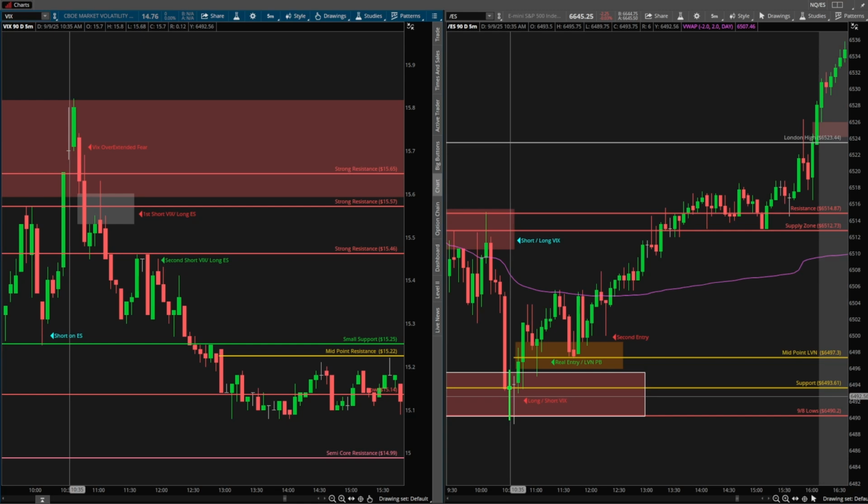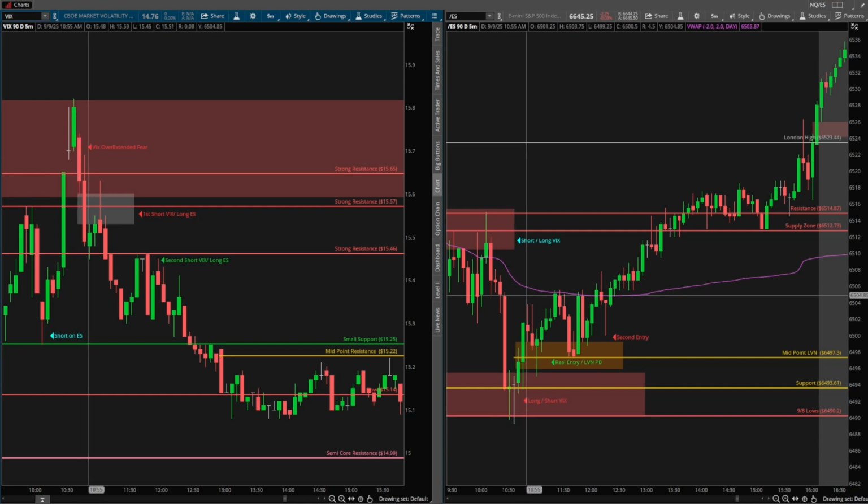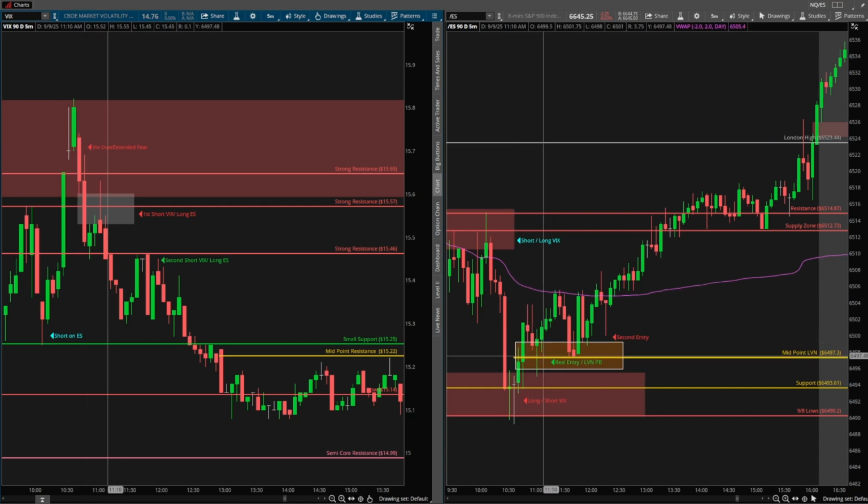Sometimes you can't get an automatic entry. You use this as context. So where's the context? We're going up on ES, we're going down on the VIX, and we had my key area on both charts. Now I'm just looking for confirmations for entry. We pull back to the area of low volume, and if we're going up and we have an area of low volume, it should hold. So we got in at the midpoint of the low volume node.